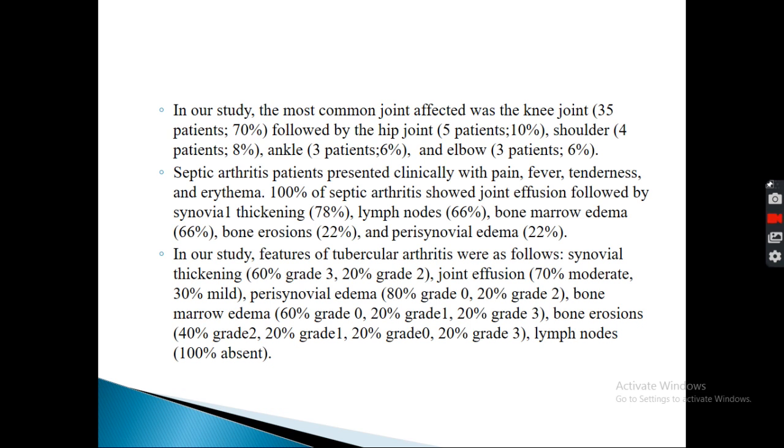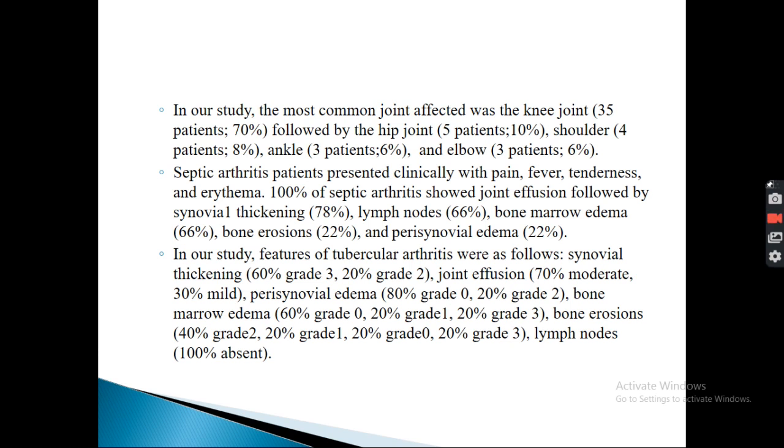In our study, the most common joint affected was knee joint, 35 patients, 70%, followed by hip joint, then shoulder, ankle and elbow. Septic arthritis patients presented clinically with pain, fever, tenderness and erythema. 100% of septic arthritis showed joint effusion followed by synovial thickening, lymph nodes, bone marrow edema, bone erosions and perisynovial edema. In our study, features of tubercular arthritis were as follows.